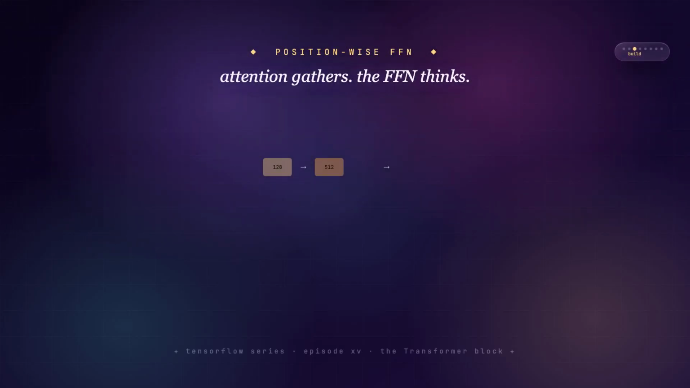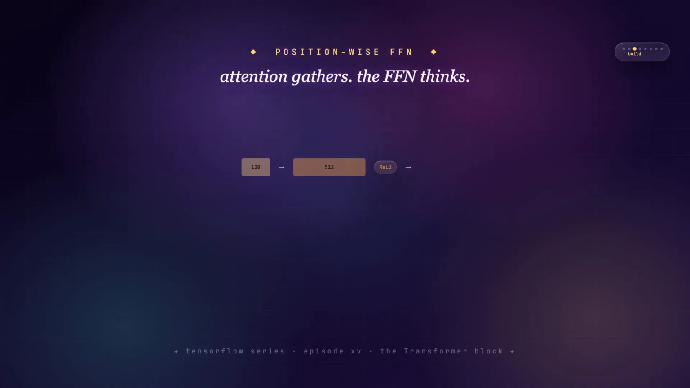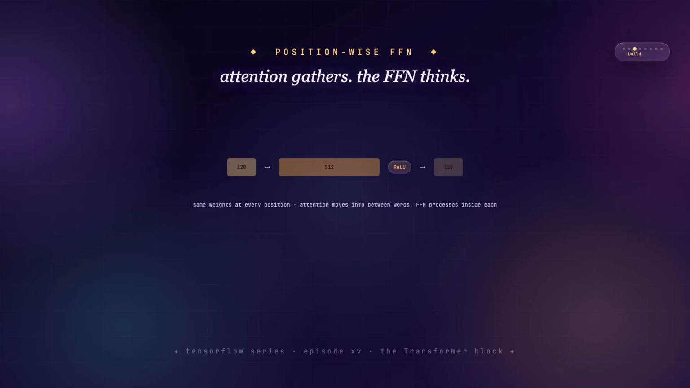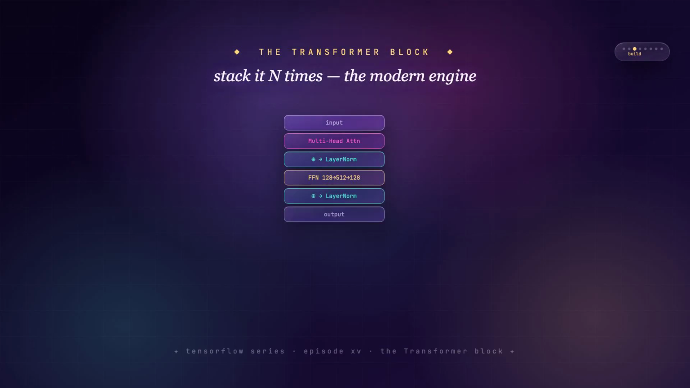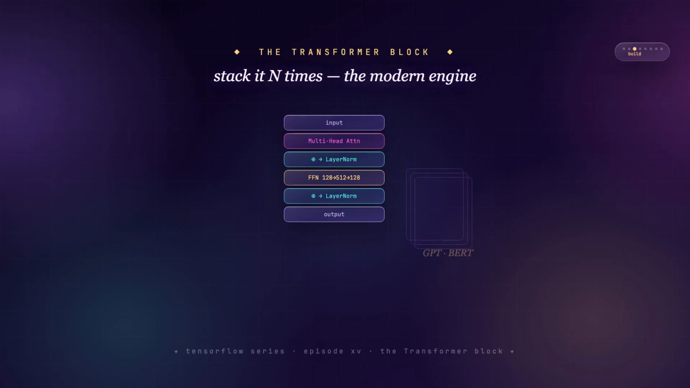And in the middle, the feed-forward net. After attention has gathered context from across the sentence, the FFN thinks about it independently at each position. It's just 2 dense layers, expand wide, ReLU, squeeze back down. Attention moves information between words. The FFN processes it inside each word. And that's it. Multi-head attention, residual norm, feed-forward, residual norm. That is the transformer block. Stack it 12 times, 96 times, and you have GPT, you have BERT. You have the engine behind every model you've heard of.